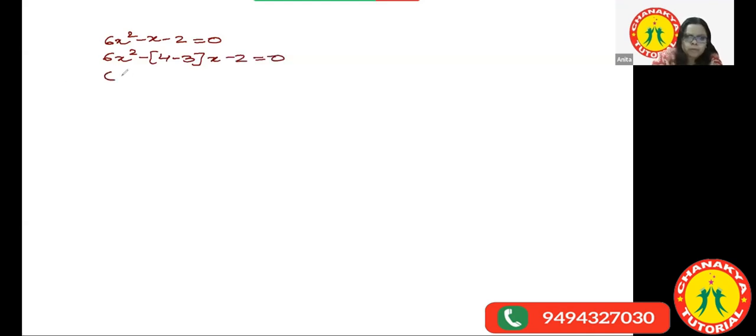Now children, open the bracket. Before the bracket there is a minus sign. So while opening the brackets, its inner signs will change, minus to plus and plus to minus. So minus 4x, and this sign will change, so you will write here plus. So it will be plus 3x minus 2 is equal to 0. Now from here, 6x square and minus 4x, we have to make factors.